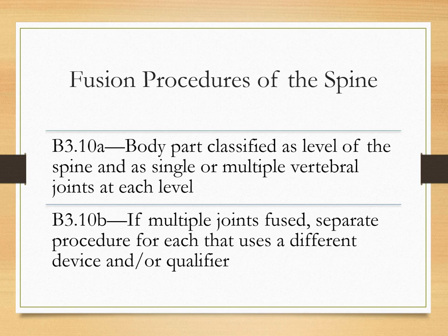This is important because there are distinct body part values for single vertebral joint and for multiple vertebral joints at each spinal level. Guideline B3.10b, if multiple vertebral joints are fused, a separate procedure is coded for each vertebral joint that uses, watch this, a different device and/or qualifier. And you'll know that when you get to the table to build your code.